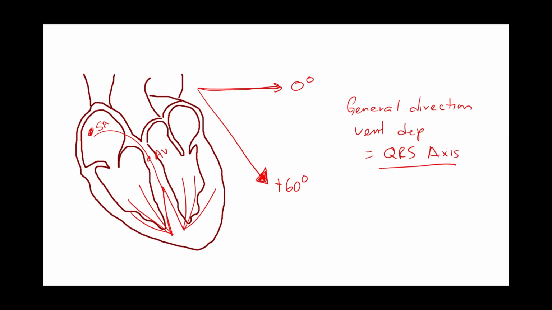Most of the time, the angle is around positive 60 degrees, but in reality, a normal QRS axis can be anywhere from negative 30 over here to positive 90 over here. So a normal axis is anywhere between negative 30 degrees and positive 90 degrees. And remember that this is the general direction that ventricular depolarization travels.